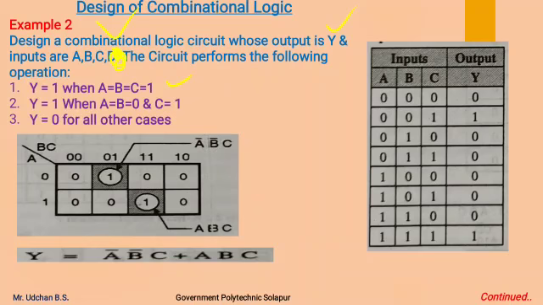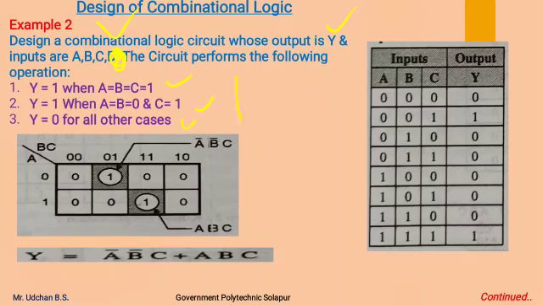The first one is Y will be 1 when A, B, C all are at logic 1 level. Y will be 1 when A and B are at logic low level and C is at logic high level, and Y will be 0 for all the remaining cases.